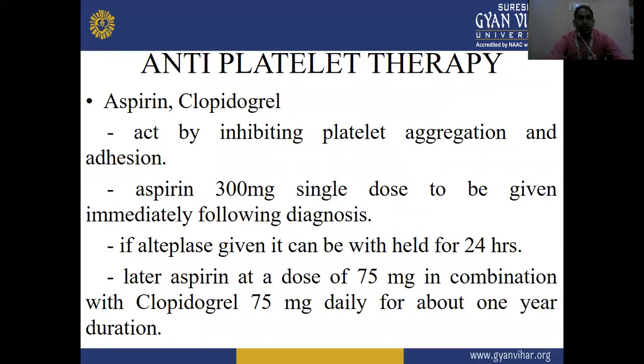Antiplatelet therapy. Aspirin and clopidogrel act by inhibiting platelet aggregation and adhesion. Aspirin 300 mg single dose to be given immediately following diagnosis, and if Alteplase is given, it can be withheld for 24 hours. Later, aspirin at a dose of 75 mg in combination with clopidogrel 75 mg daily for about 1 year duration.